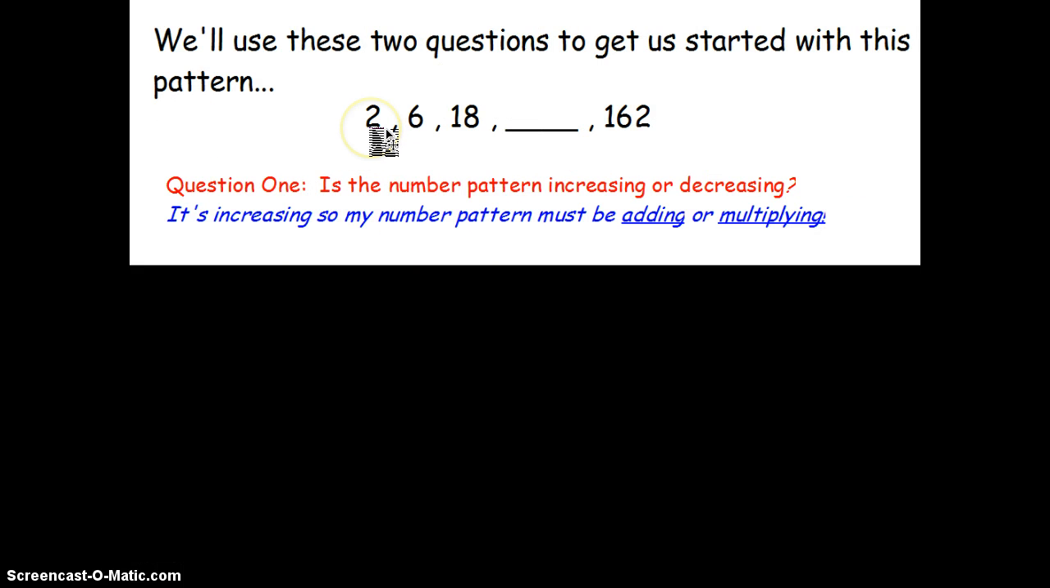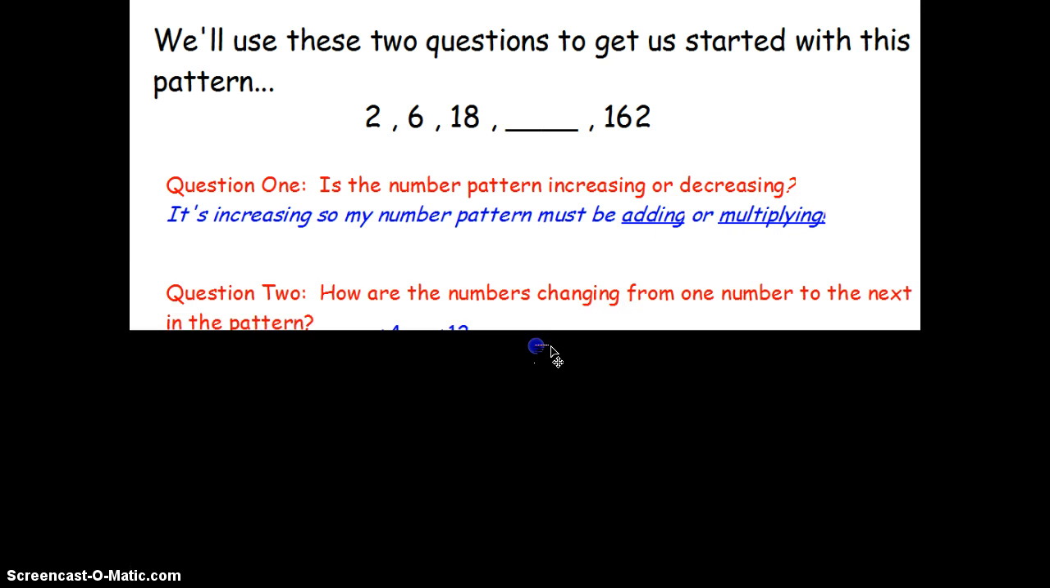So here's our number pattern that we're going to start off working with first. We have 2, 6, 18, and then we have our missing number, and then we have 162. So again, we're going back to our first question. Is the number pattern increasing or is it decreasing? Since I see these numbers getting bigger, then I know that I have to be either adding something to all these numbers or multiplying something with all these numbers. So those are the two we're going to focus in on.